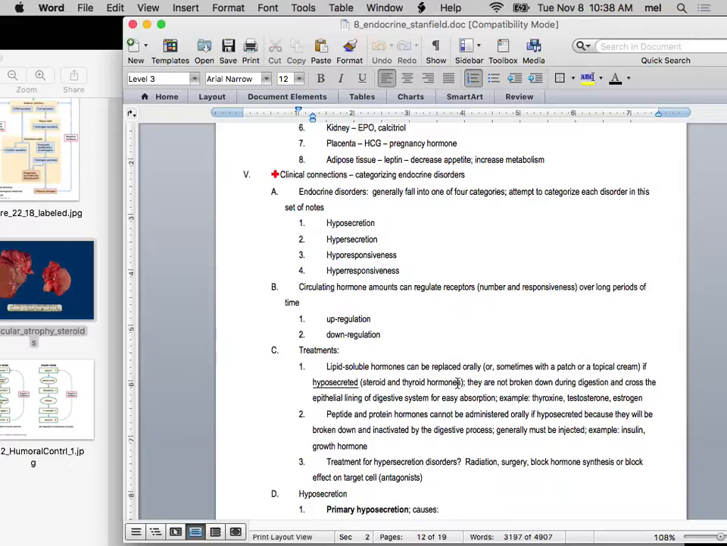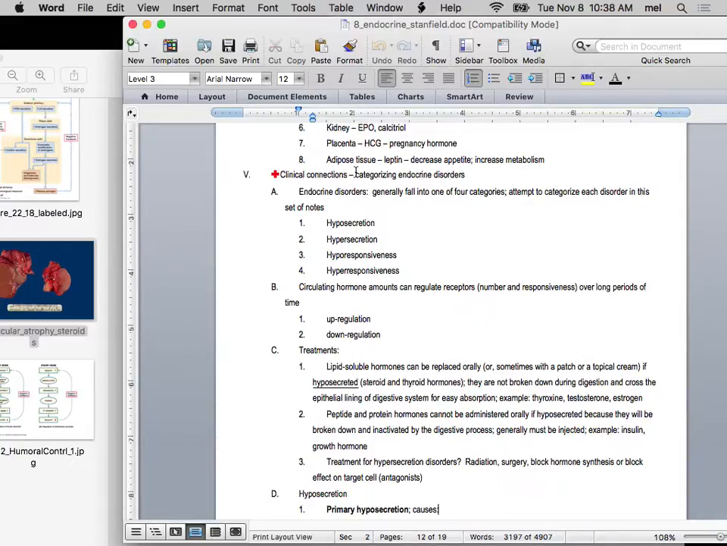So with the categories for endocrine disorders, they can either be a hyposecretion, which is what? Too little. Hypersecretion, which is too much. Or responsiveness disorder. And the responsiveness disorders are not directly because of the hormone levels. They're because of the target cell. Either the receptor doesn't work, or the signal transduction mechanism doesn't work, right? Or the hormone is not metabolically able to activate what's going on there. Does that make sense?